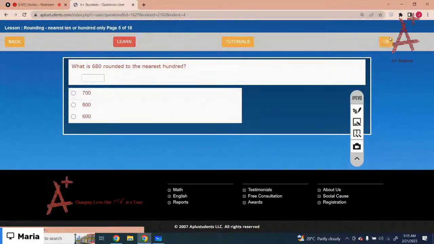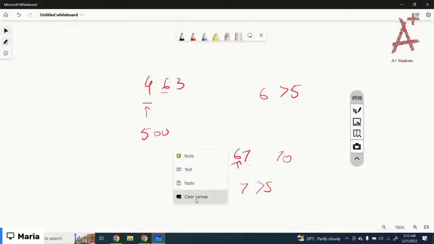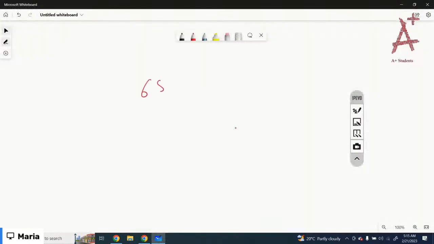Okay, the next one is, what is 680 rounded to the nearest 100? So this is the digit that is at the hundreds position. Right next to 6, you have 8. 8 is greater than 5 or less than 5? 8 is greater than 5. Got it? That means you have to round up, add 1 to 6.